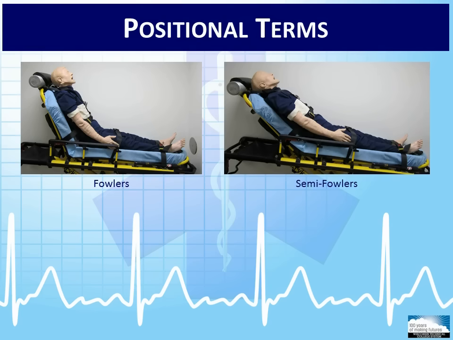Exactly when Fowler's becomes semi-Fowler's and vice versa is a gray area with no specific definition. Some consider a 45-degree angle to still be Fowler's, while many would call it semi-Fowler's. Ultimately, the more upright someone is sitting, the closer it is to Fowler's. The more someone is reclining, the closer it is to semi-Fowler's.